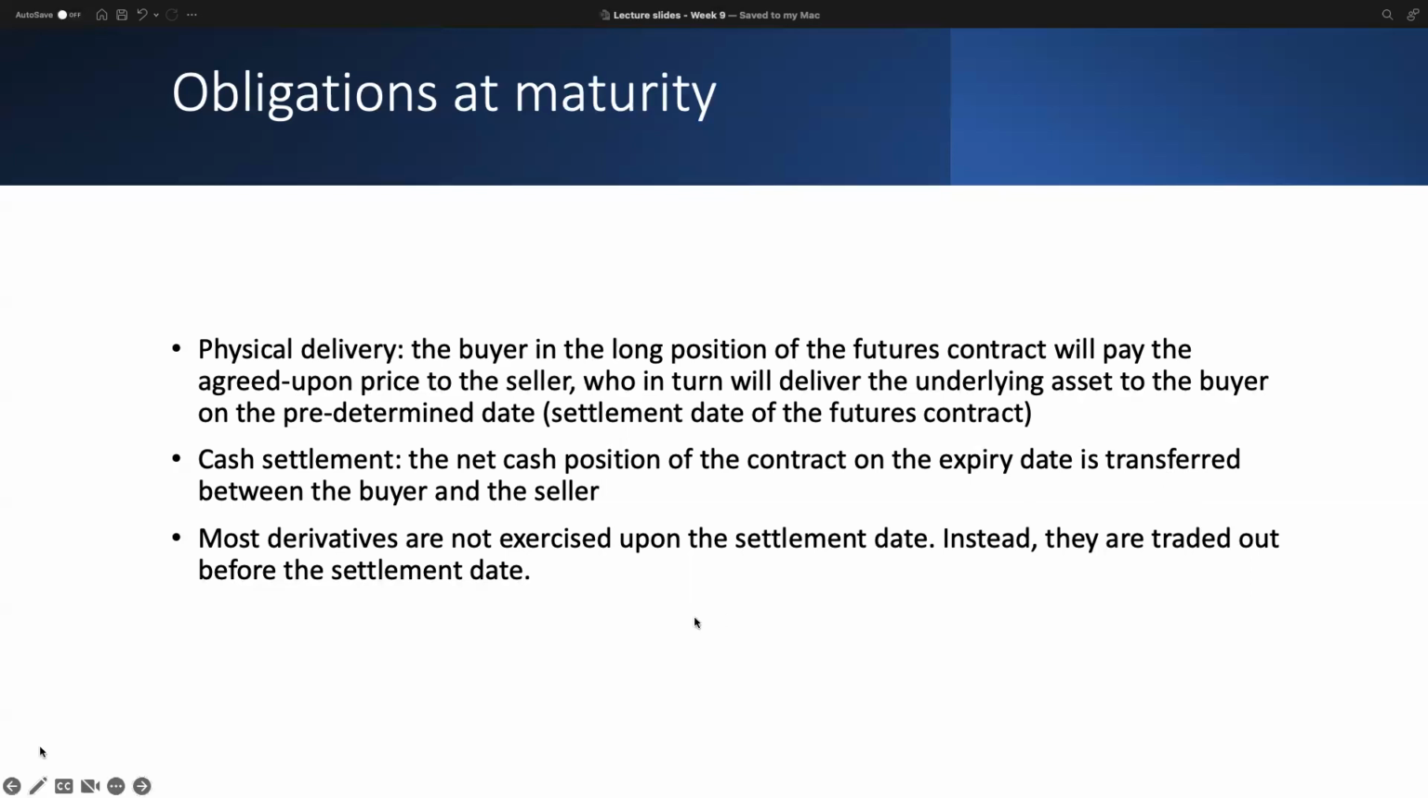Most derivatives are not exercised upon the settlement dates. They are mostly traded out before the settlement dates. Trading out means they will sell the futures contract and enter into another futures contract on a rolling basis.